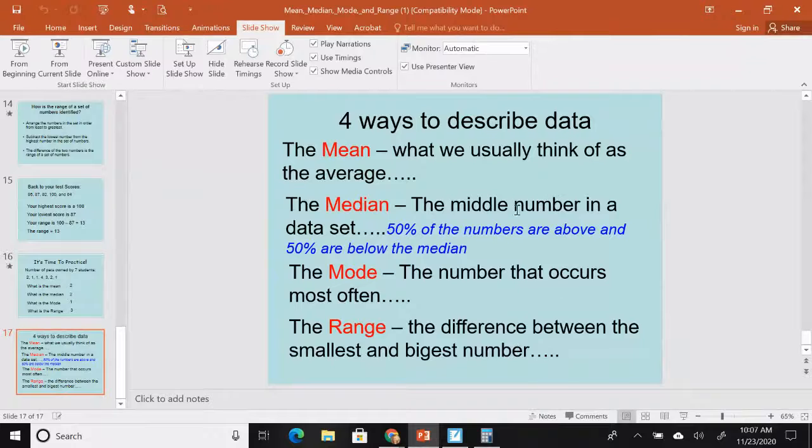Okay. So we will continue to practice with mean, median, mode, and range next week after Thanksgiving break also. Okie dokie.